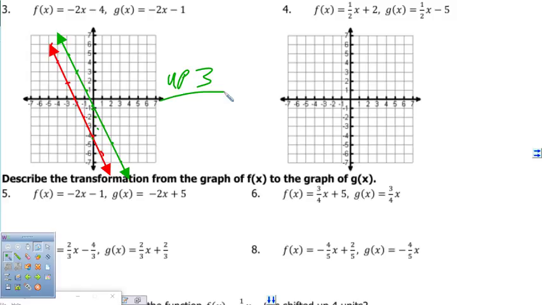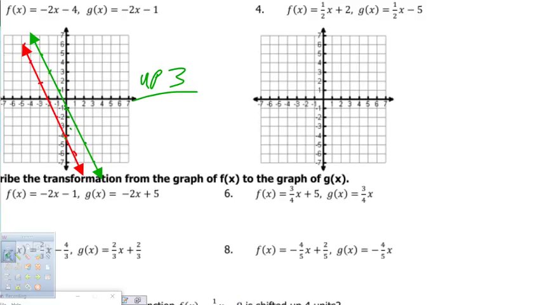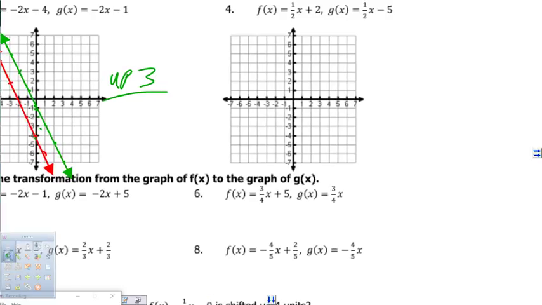Alright, number 4. Okay, if we look at this, we're going to start it off at positive 2. We're going to go up 1 over 2, up 1 over 2, up 1 over 2. Right there, and right there. Okay, so there's that. Okay, and there we go. Pull it across there like that.